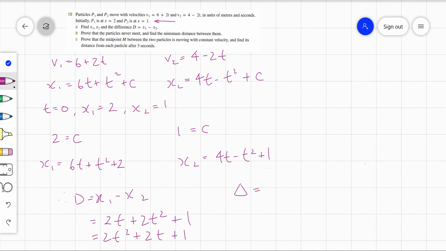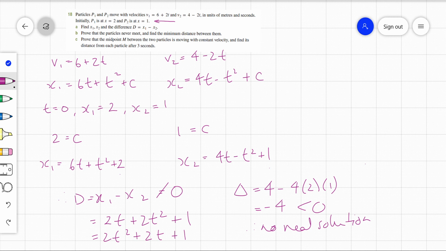All right, so discriminant b squared, so 2 squared, minus 4ac. So you can see we're going to get a negative 4, so it's less than 0. And we know when the discriminant is less than 0, there are no real solutions. So the distance between them, the difference, is never going to be equal to 0. It can't be equal to 0. So they never meet. They never ever meet.